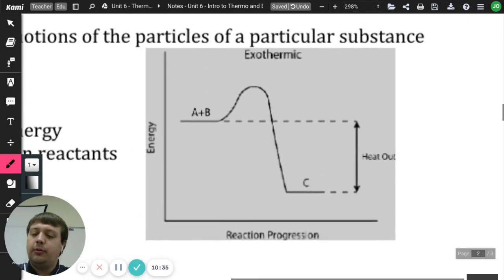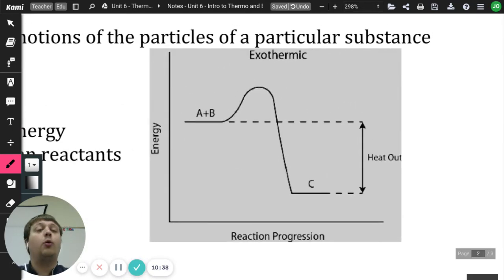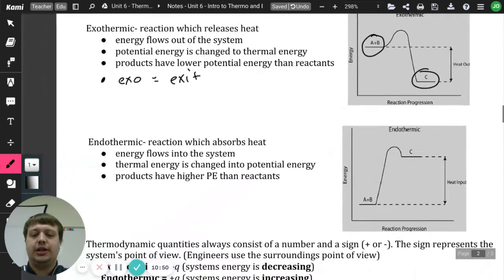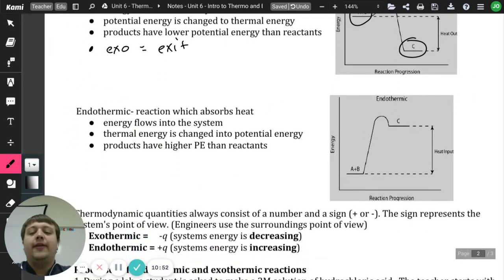This would be what we would see on a potential energy diagram with an exothermic reaction. So your reactants would start high, your products would end low, so you would see that that heat is leaving, so your change in energy is going to be a negative change in energy. Okay? Then I've got my endothermic reactions, and so endothermic's the opposite of that.